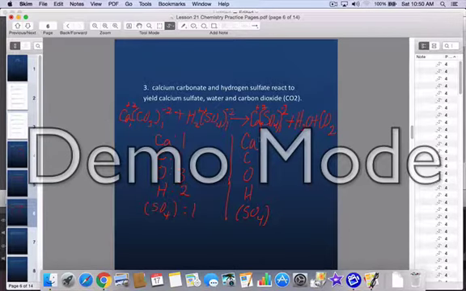Okay, let's look on the product side. Okay, calciums, we have 1. Sulfates, we have 1. Hydrogens, we have 2. Oxygens, okay, now we have an oxygen here on the water. Then we have 2 oxygens here on the carbon dioxide. So let's put those together. So that'll give us 3 oxygens. And then carbons, here's our carbon. We just have 1 carbon.